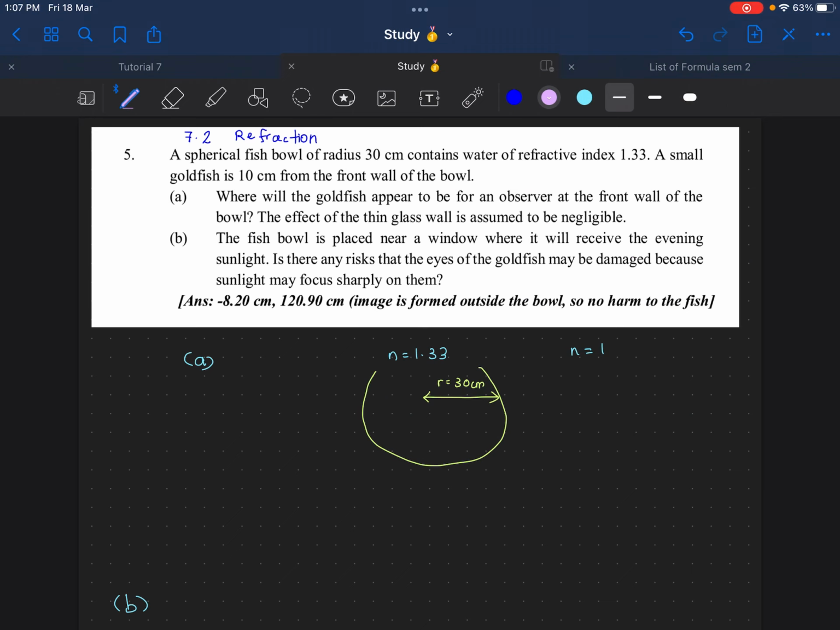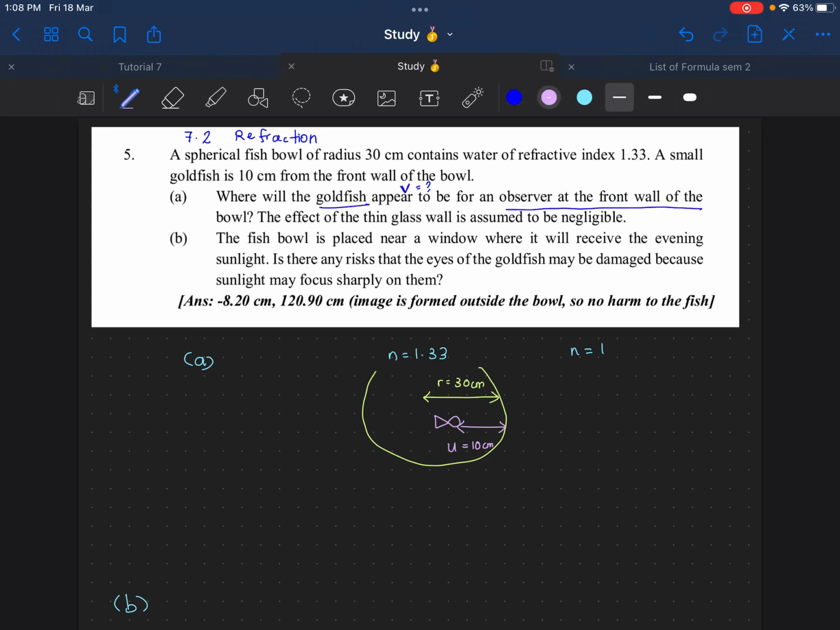Okay, let's say lah this one is your fish over here and dia katalah ni front. Miss buat front kat sini lah. Okay, kenapa? Nanti Miss beritahu. So, it's 10 cm lah. Your object is your goldfish lah. So, soalan tanya, where will be the goldfish appear? So, maksudnya dia nak tahu mana V of the goldfish lah. Your image position of the goldfish for an observer at the front of the wall.